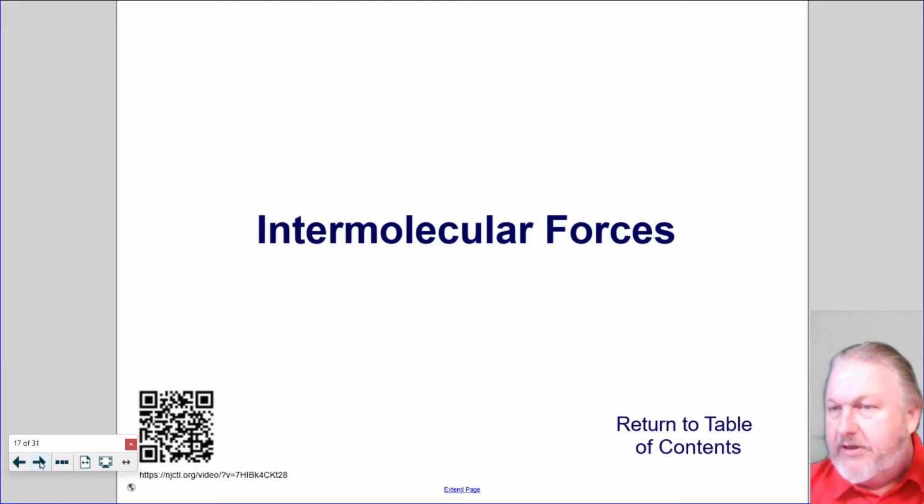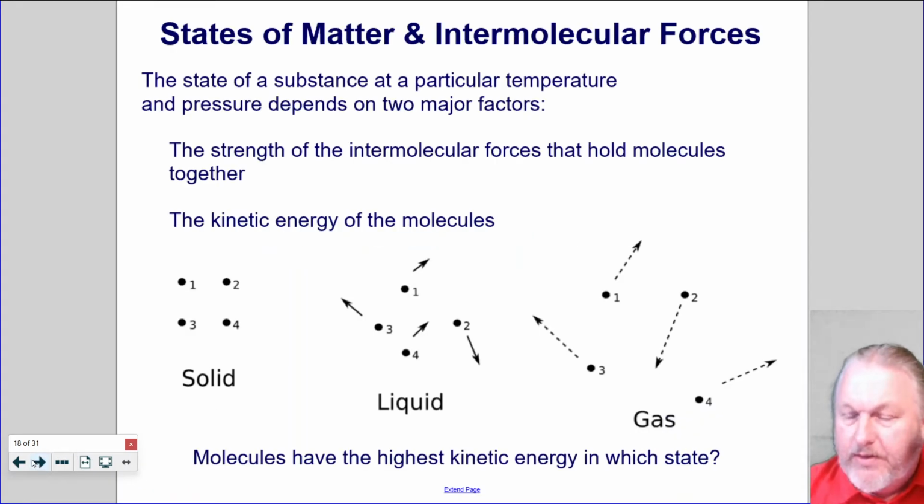Okay, now let's go into intermolecular forces. We've been talking about there's something holding those molecules together, right? Not the atoms in the molecule, but the molecules themselves. So, the state of a substance at a particular temperature and pressure depends on two major factors. Number one is the strength of the intermolecular forces that hold these molecules together. Second is the kinetic energy of the molecules.